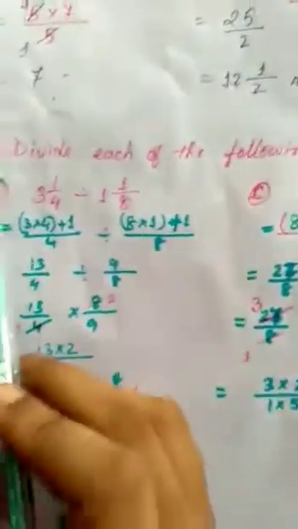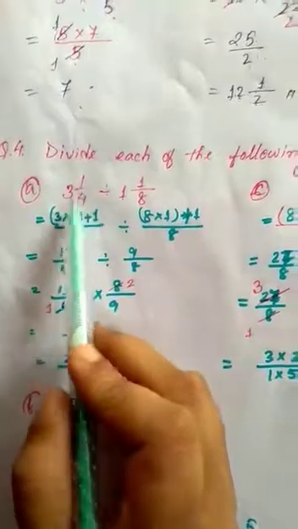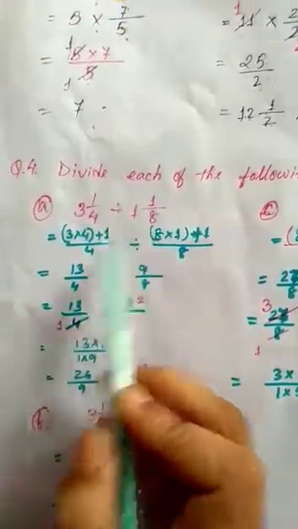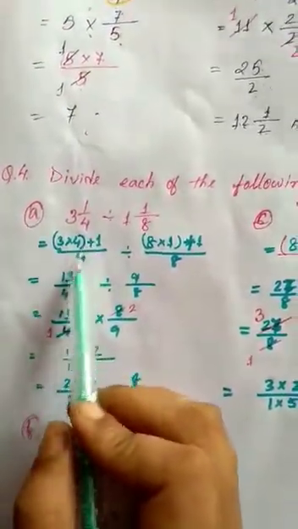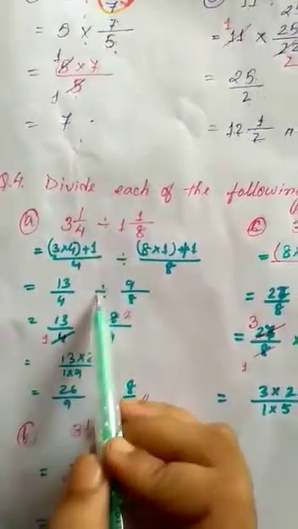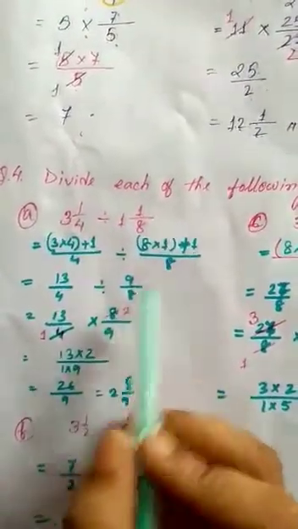Now let's do question number 4. Divide each of the following. So A is, I have shown, 3 and 1 by 4 divided by 1 and 1 by 8. So after converting, 3 into 4 is 12 plus 1, 13 by 4, divided by 8 into 1 is 8 plus 1, 9 by 8.